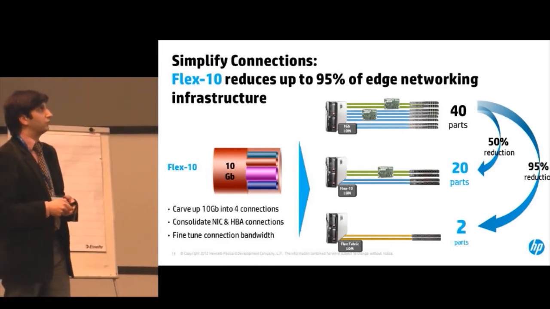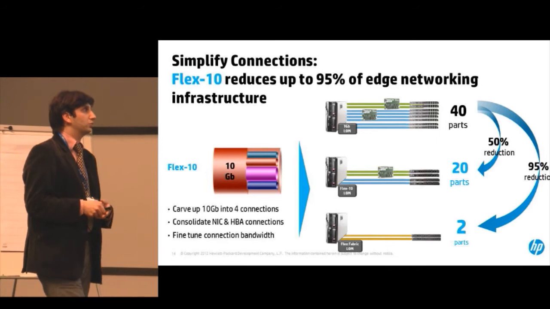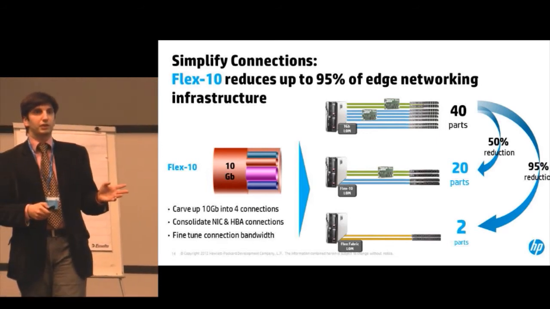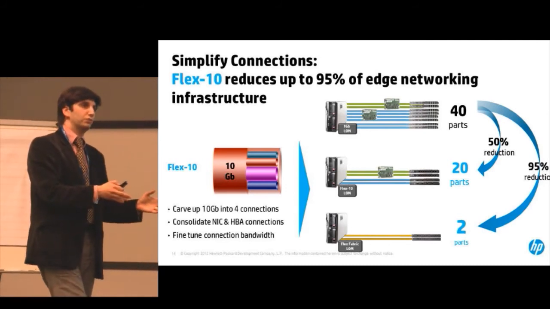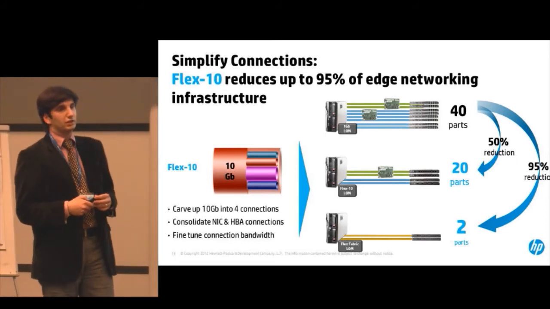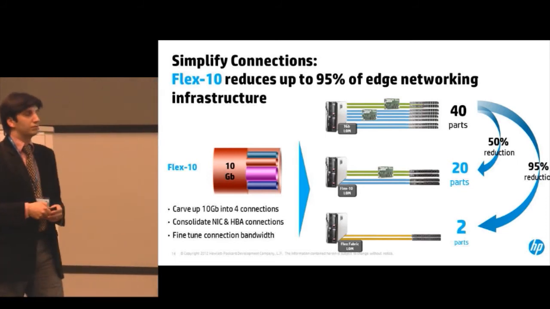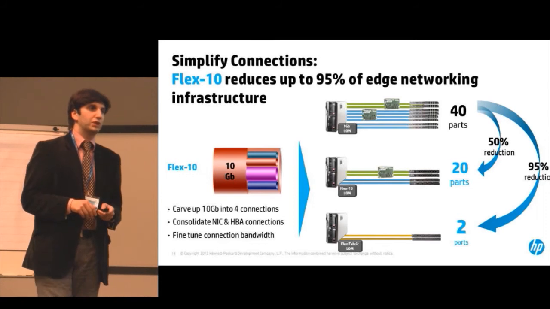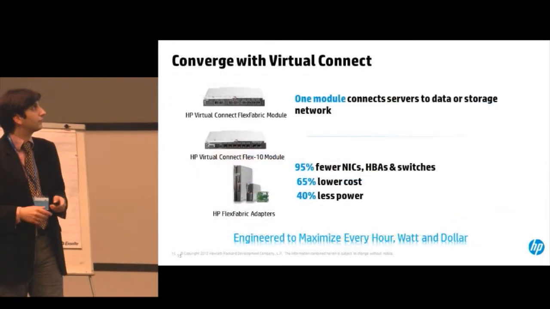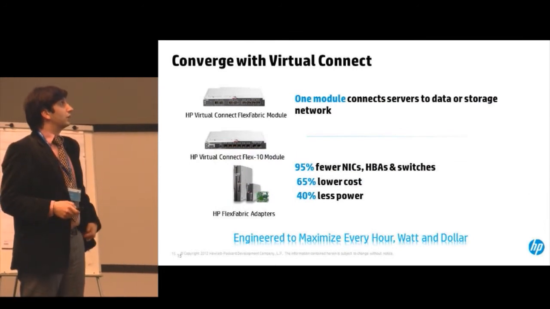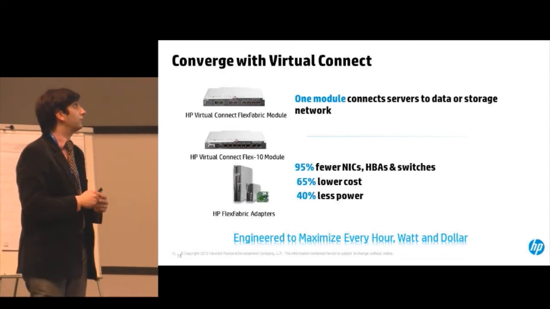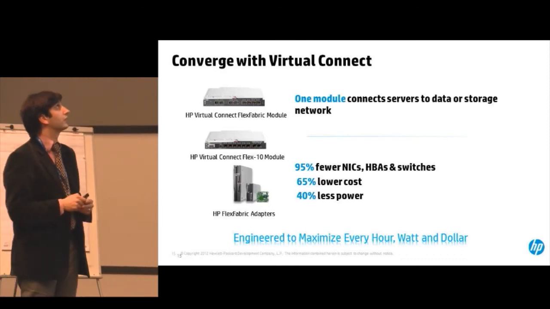Just like that, from the 40 different hardware parts to 2 different parts, and still having the same number of connections. And if you compare it to the configuration which we were making 4 years back with the 1G Ethernet and the 4G fiber channel, we actually get roughly more than 40% more bandwidth with 2 10G converged network adapter ports. So that was the latest addition to the Virtual Connect family, Virtual Connect Flex Fabric module.